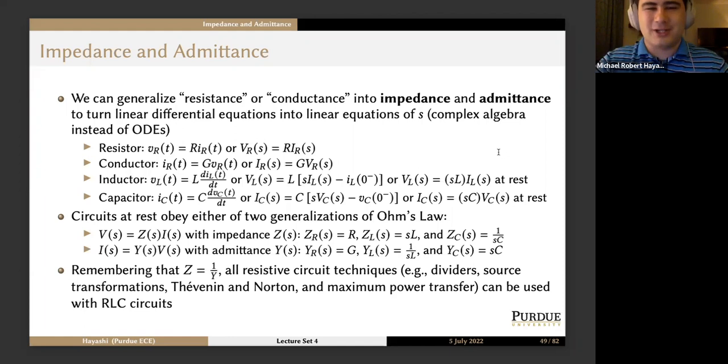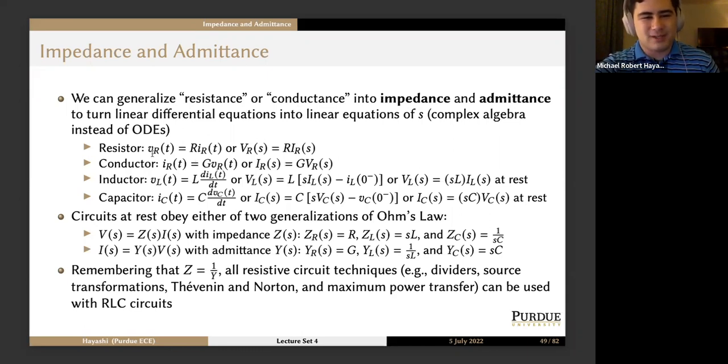So we're going to use a whole bunch of capital letters now. The idea is we're turning our linear differential equations into linear equations of S. So we're going to do some complex number algebra instead of ODEs. And this way we don't even have to take the ODE first. We could just build it into our circuit representation instead and compactly represent our ODE that way.